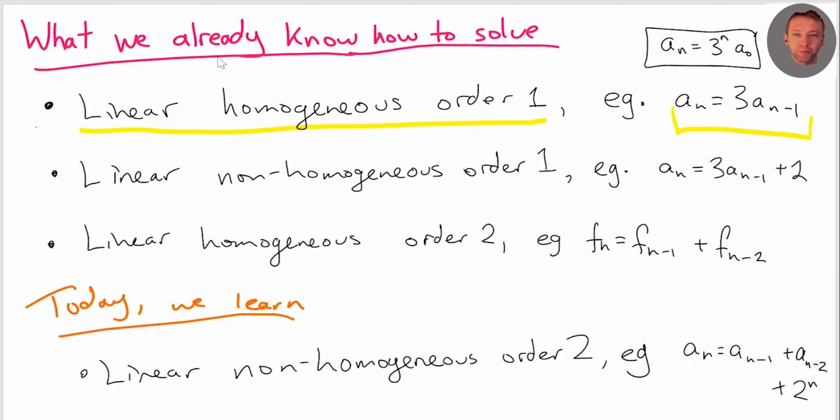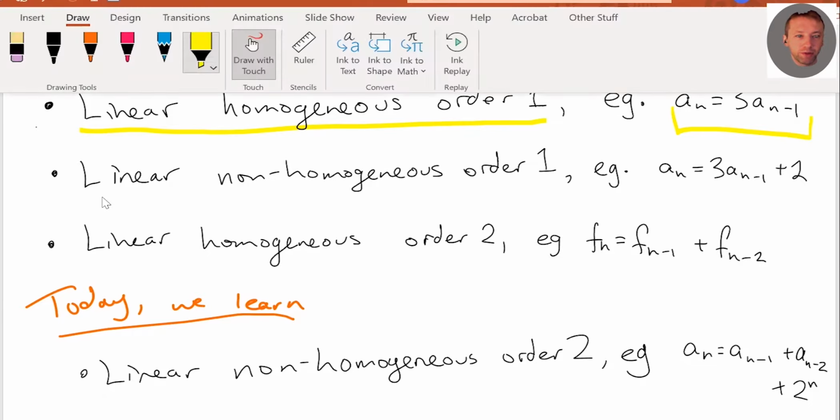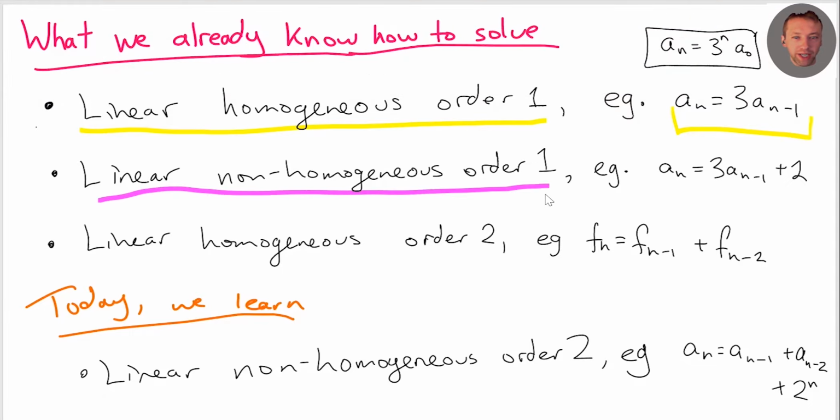And it became a little bit harder when we moved to non-homogeneous things of order 1. So order 1, remember, means that an just depends on the previous term. Linear means that it's just times a constant, like you don't have, for example, an minus 1 squared. And non-homogeneous here means that there's some other function being added. So this case is just the number 2, but it could be like 2 to the n or something.